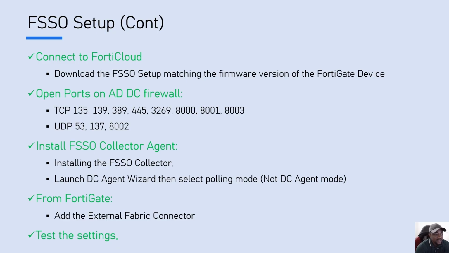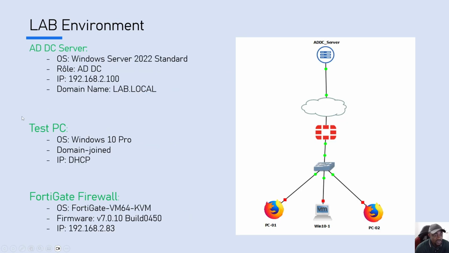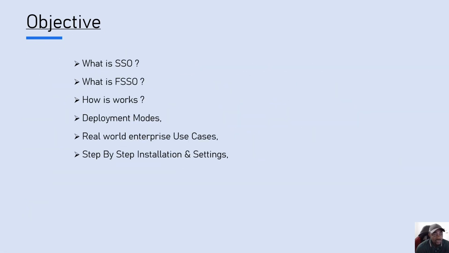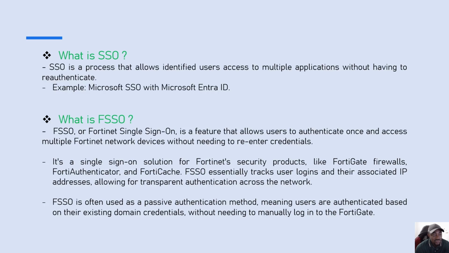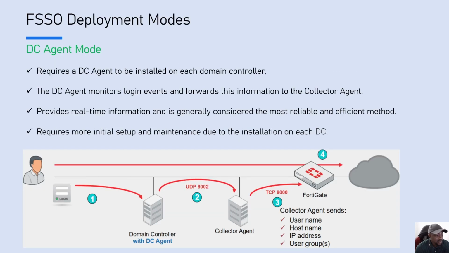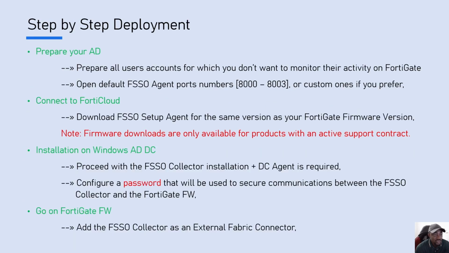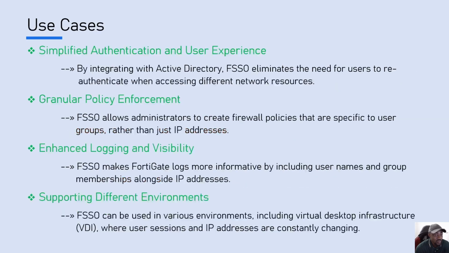Today's video is going to be part 2 of the first video that we did on FSSO. In the previous video, we talked about FSSO. We showed its objective, described FSSO, how it works, and the deployment modes. We talked about the different deployment modes, DC agent mode and also the polling mode. We also gave the deployment steps on how to deploy FSSO. We also explained some use cases.